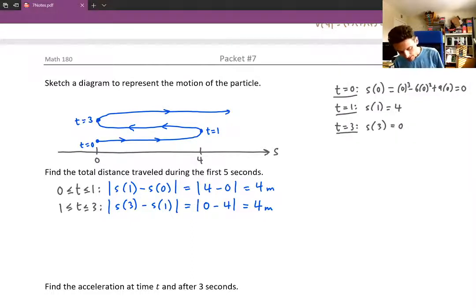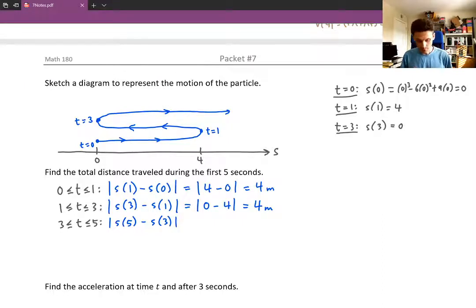Now we still have some time left because we're looking at the distance traveled during the first 5 seconds. So there's t equals 3 to t equals 5 still to count. And that means we're going to do this again. We'll do s of 5 minus s of 3. Now s of 5 you can figure out by plugging 5 back into the position function, and you should get 20. And then s of 3 was 0. So taking the difference and then the absolute value, you get 20 meters.